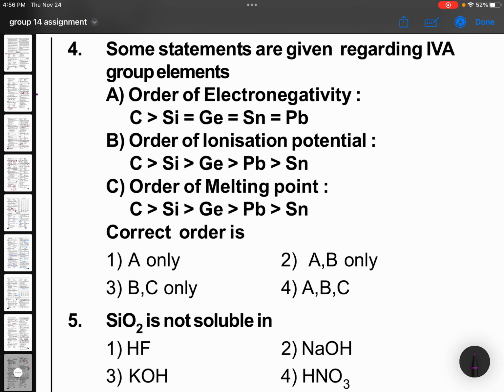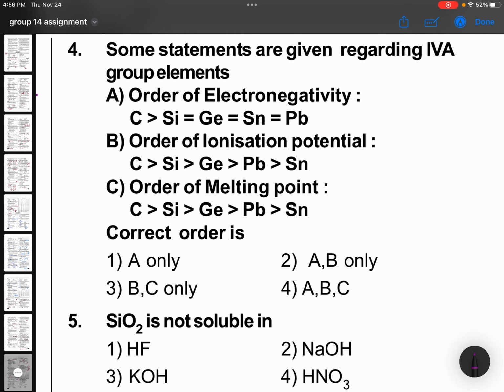Some statements are given regarding fourth A group elements. Some points are given here, and what he is asking is the correct order. Carbon is 2.5 electronegativity. All these are with 1.8 and this is 1.9. So this is the right statement.